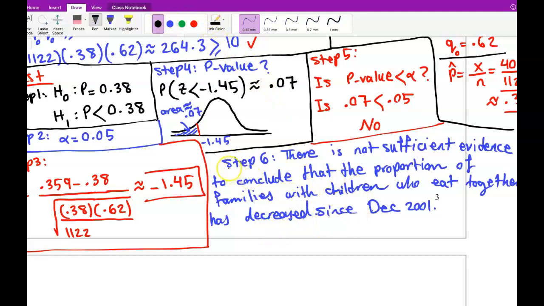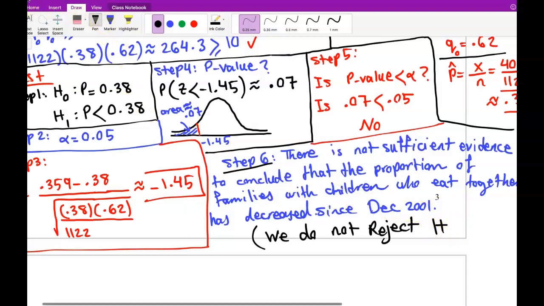Summarizing what I wrote here, it's exactly the same as example number 1 on this part. We do not reject the null hypothesis. Okay, on a test you don't need to write all this, just write this part, that you're rejecting the null or not.